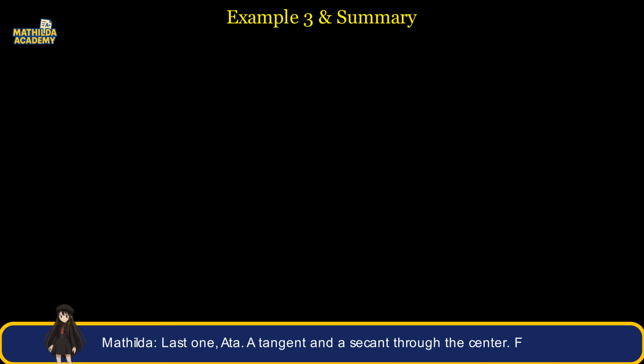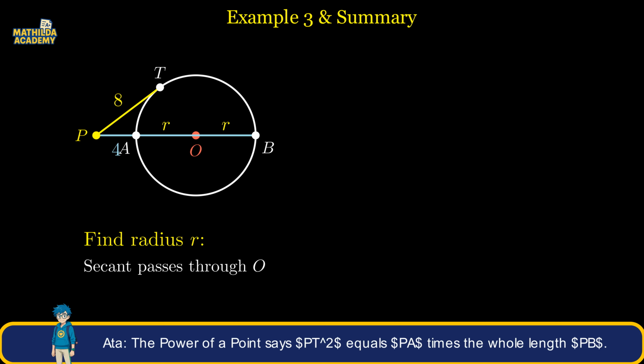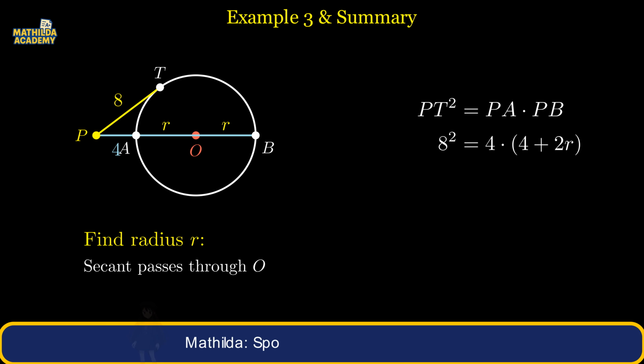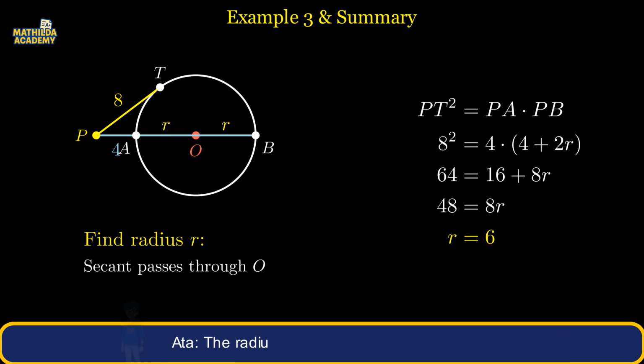Last one. A tangent and a secant through the center. Find the radius. The power of a point says PT squared equals PA times the whole length PB. Since it goes through the center, PB is the external part 4 plus the diameter 2r. Spot on. Now solve the linear equation. The radius is 6. That was actually quite satisfying.